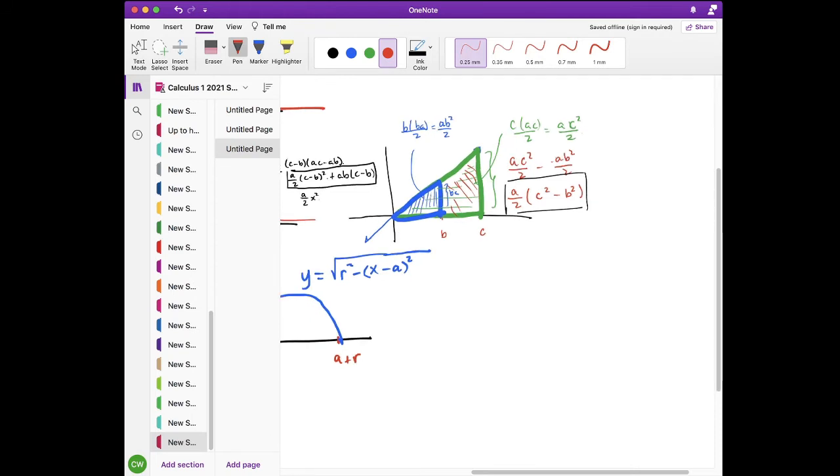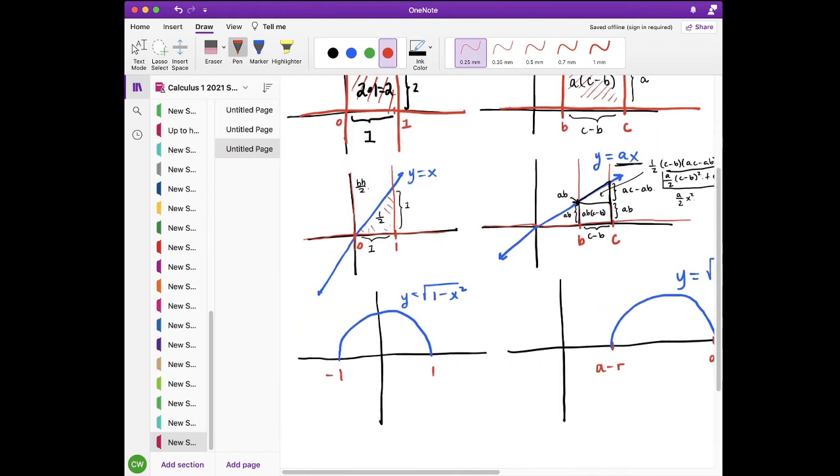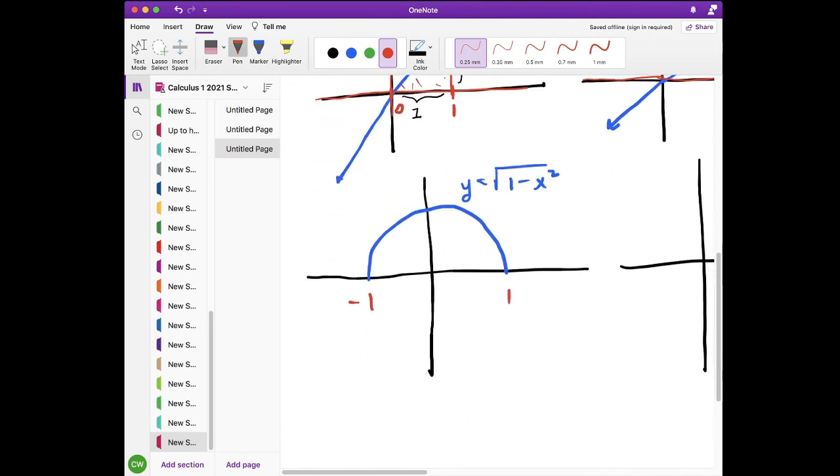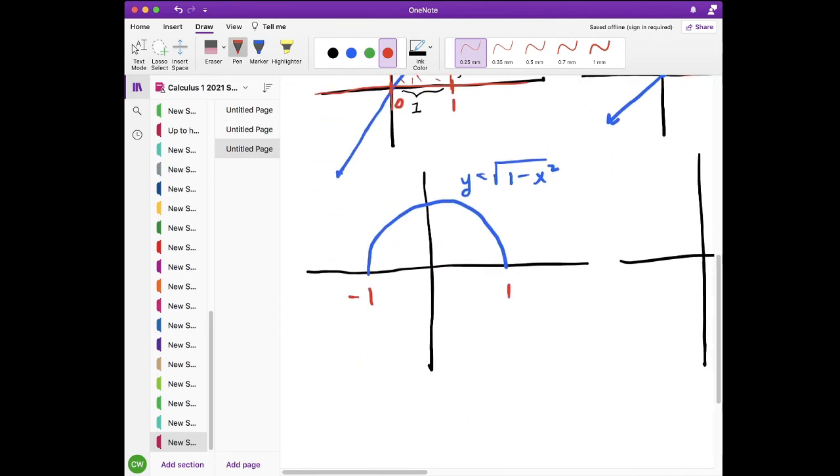Okay, cool. Let's do another one. So let's find the area bounded between the function, the x-axis, and the endpoints. So that's all this stuff under here. Okay, how do you do that? The function is the square root of 1 minus x squared.